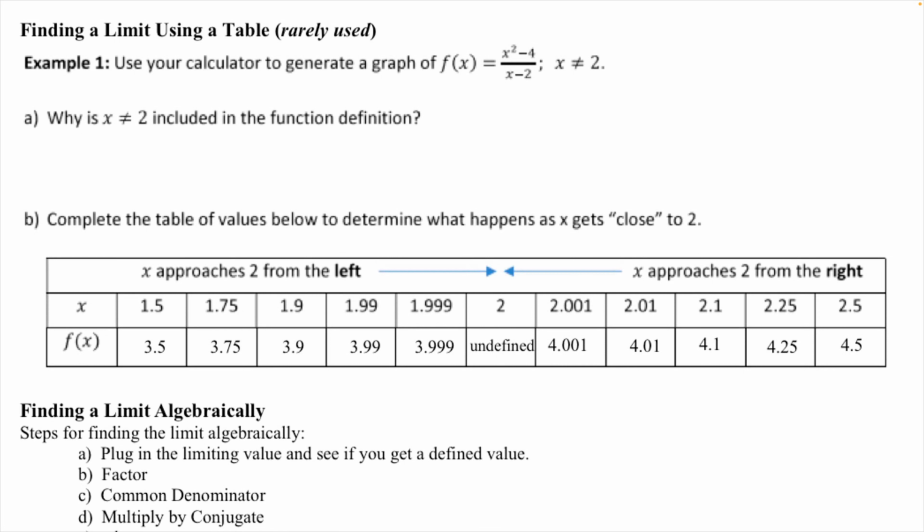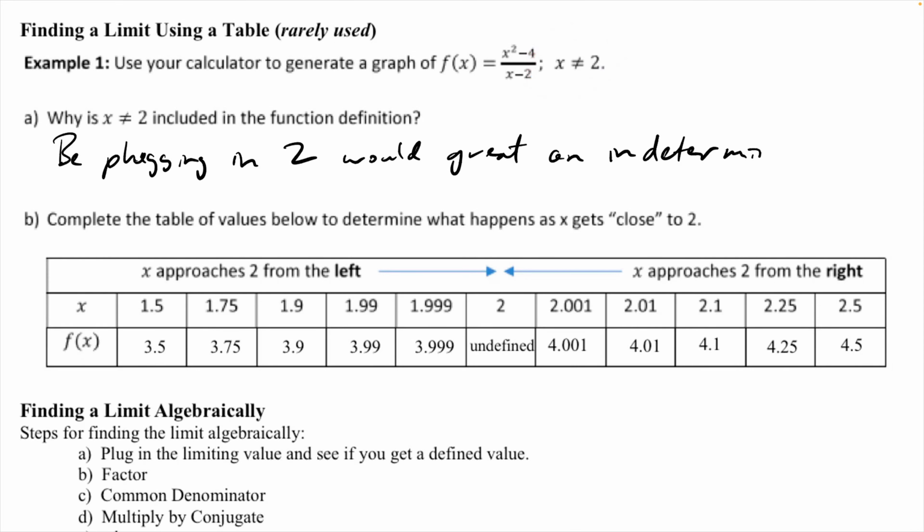f of x will work for everything except 2. 2 won't work, okay? So x is not included because if I plug in 2, I get an indeterminate form, right? If I plug in 2, x is excluded because plugging in 2 would create an indeterminate form. When I don't even know what the number is. Is it undefined? Is it 0? Right?